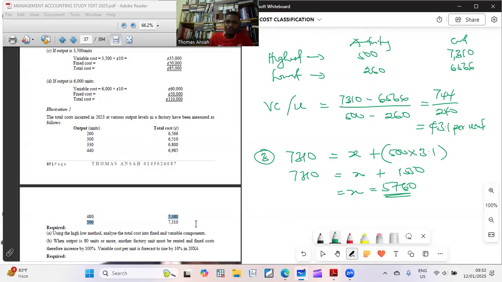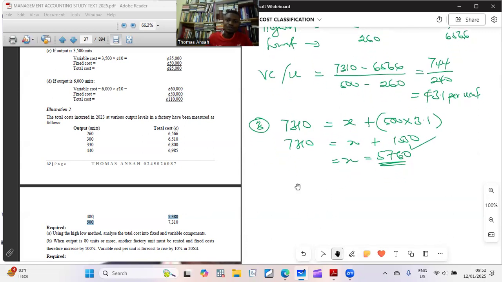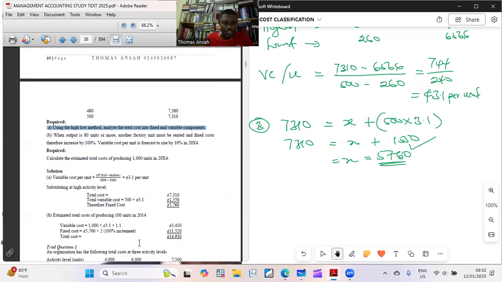Now that I know fixed cost to be 5,760, I can know my variable cost at ease. So you can actually do that, and that will be all. Total variable cost, that will be all. So basically, that is that. You can do that. Now, it says that we should now analyze this. So what we just did, this is the final answer.